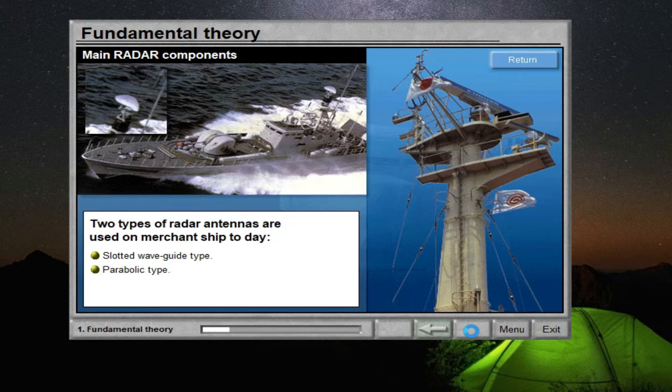The main advantage of the parabolic antenna is the good sensitivity, which is far better than the SWG antenna.